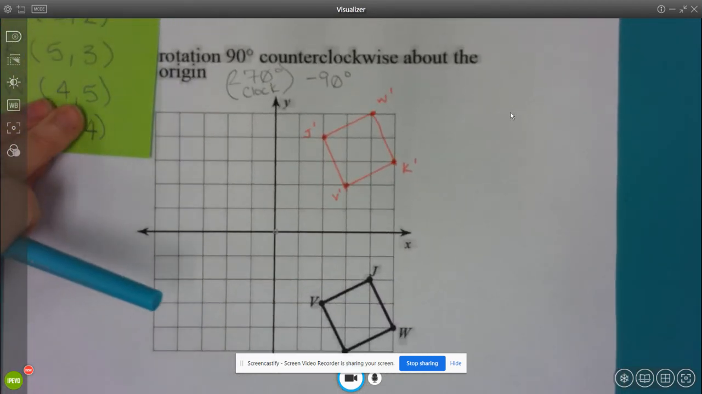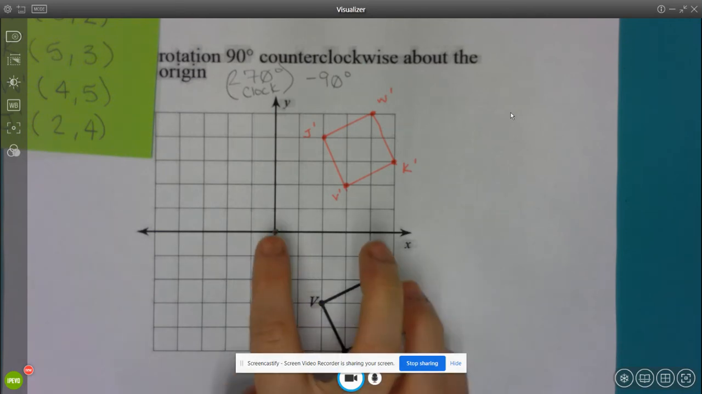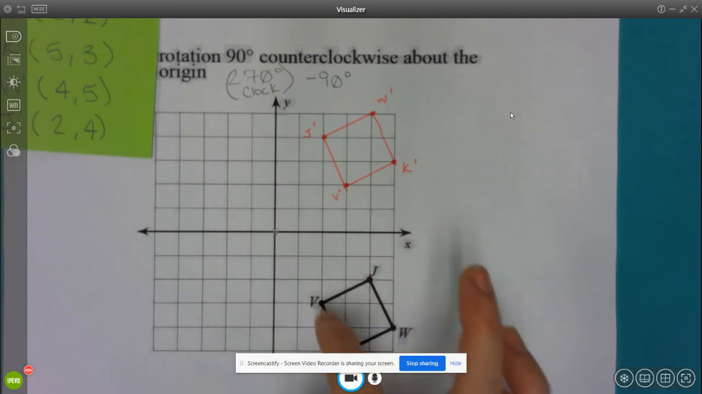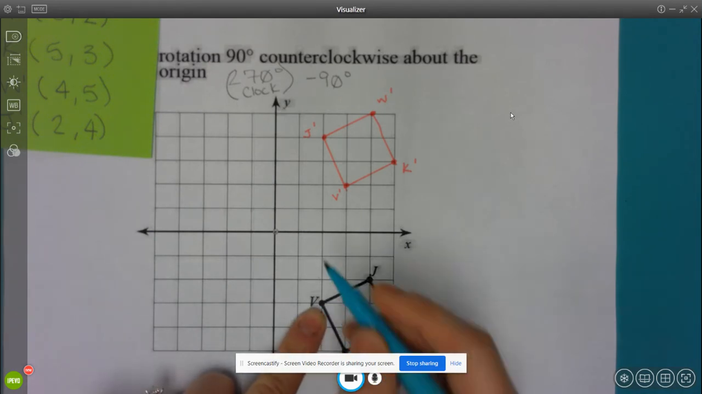Before we make a rule for this and look at coordinates, I want to talk about another way you could consider this rotation. Since I am going 90 degrees counterclockwise, what we can do is look at the distance from the origin to each coordinate as a triangle, and then use that triangle to create our new point. I'm going to use V as my example.